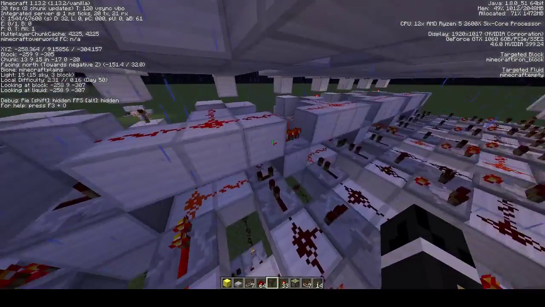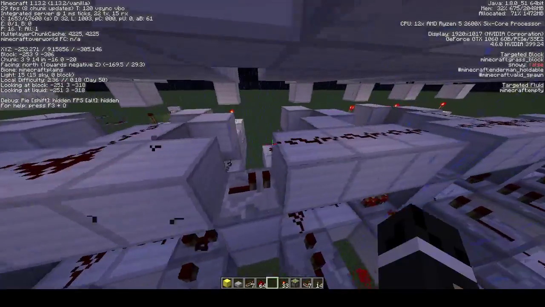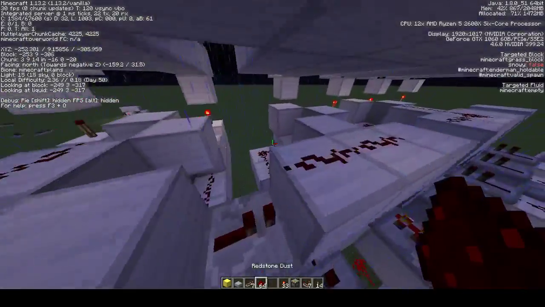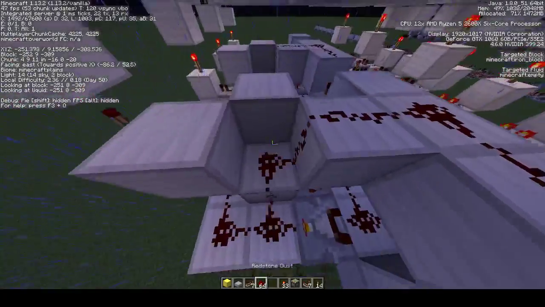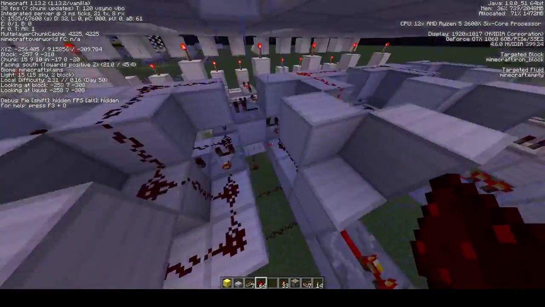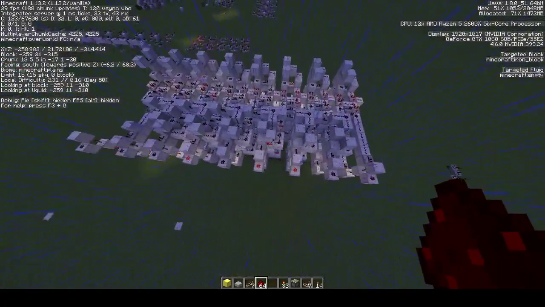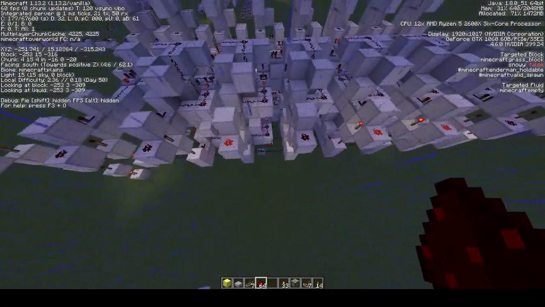Hold on. I don't need these trails. That was a decently large mistake, and I forgot to add those. Yeah. I don't know. Okay, yeah. That mistake is fixed, I believe. So yeah.